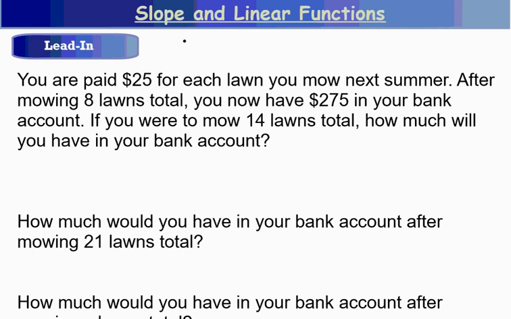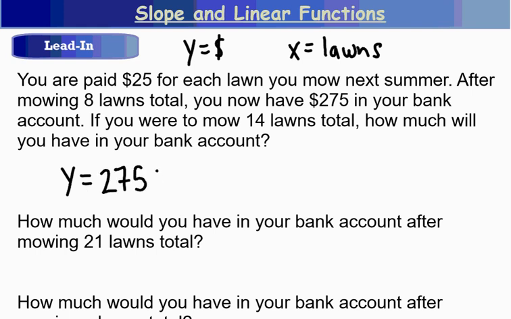I would say, well, if I'm going to use variables, I should probably write what they represent. Y is going to be my money in total, and x is going to be the number of lawns that I've mowed. So if I were to write an equation for what I know, the money that I had at some point in time was $275, plus I get an extra $25 for every lawn that I've mowed.